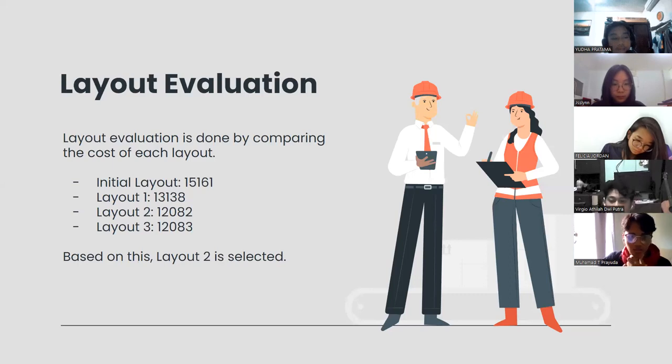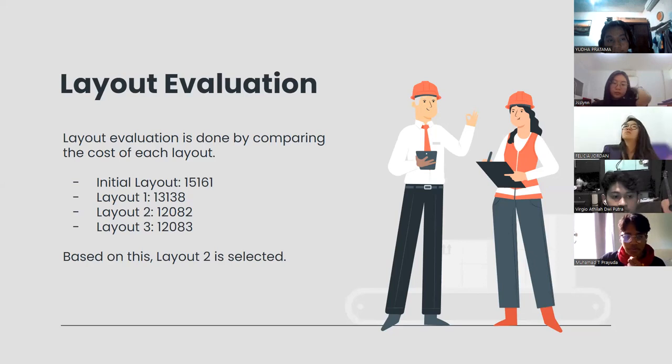So the next is layout evaluation. Layout evaluation is done by comparing the cost of each layout. Based on all the iterations shown in the slide, we choose the second iteration because the cost is 12,082, which is less than the initial iteration. Next slide, please.